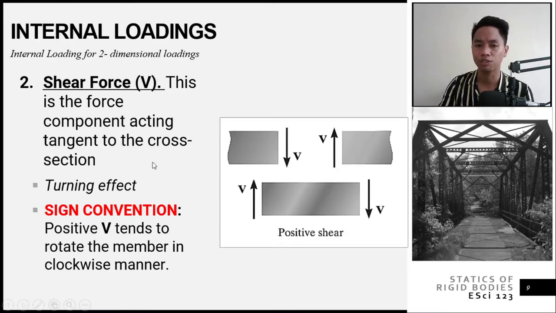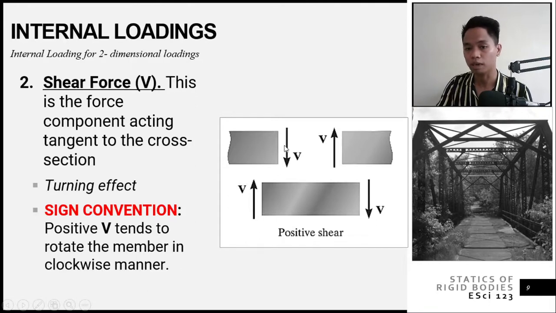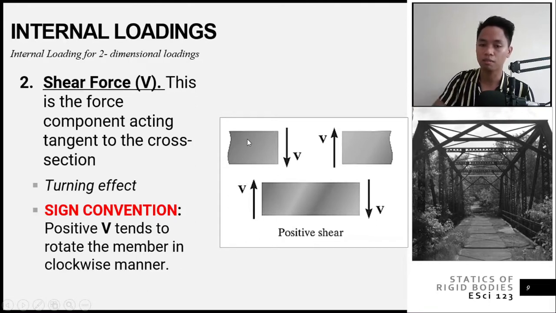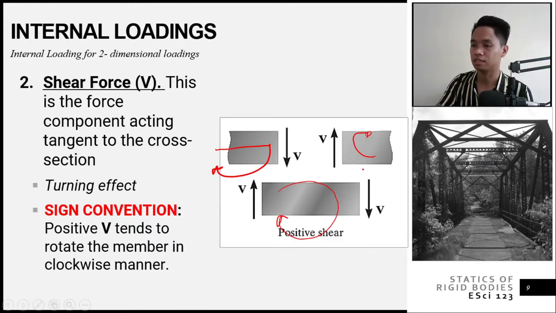Now, what is the sign convention for your shear? Alright? Your positive shear tends to rotate the member in a clockwise manner. For example, for this segment to rotate clockwise, your shear should be downward. Here too, to rotate clockwise, your shear should be upward. In this member also, if you are going to rotate this member clockwise, this one should be upward and this one downward. So that is simply your sign convention for shear.